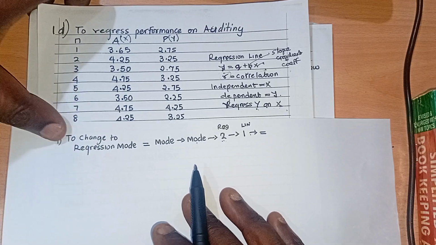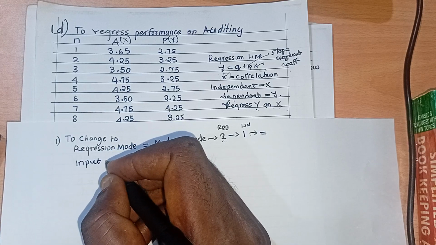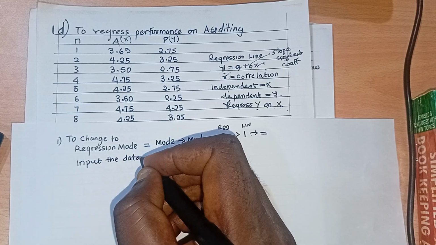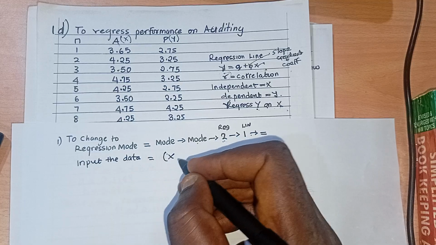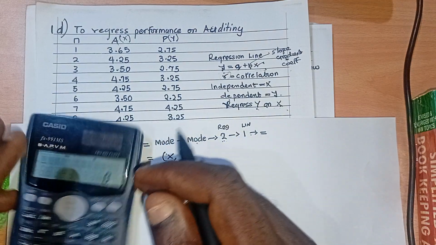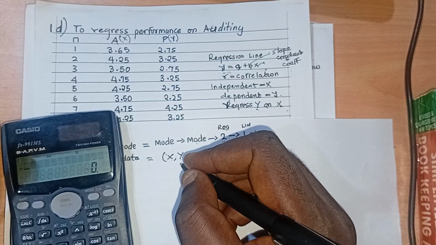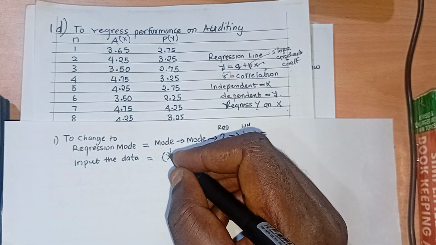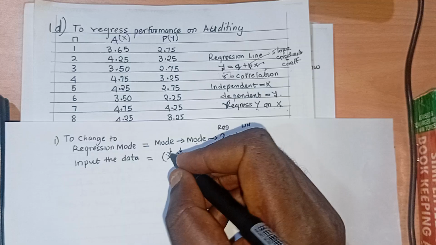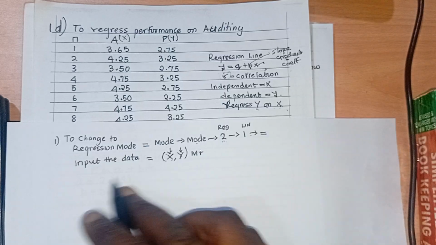Now, having changed that, you now input the data. And how do you input the data? Don't forget, x will come first, the independent variable will come first. That's how the calculator is programmed. Then y will come next. So this is the independent variable, then the dependent variable. Then you press M plus. So you use this to input your data.